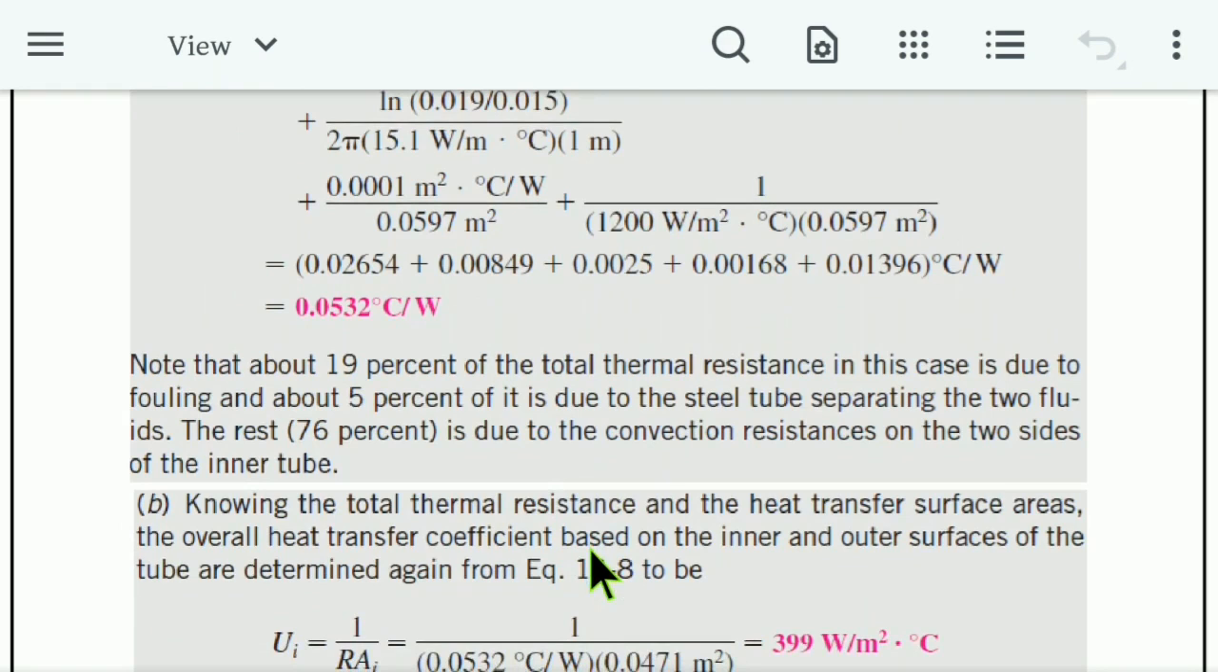Note that about 19% of the total thermal resistance in this case is due to fouling, and about 5% of it is due to the steel tube separating the two fluids. The rest, that means 19 plus 5 is equal to 24, so 100 minus 24 is equal to 76. So the rest, 76%, is due to the convection resistances on the two sides of the inner tube.